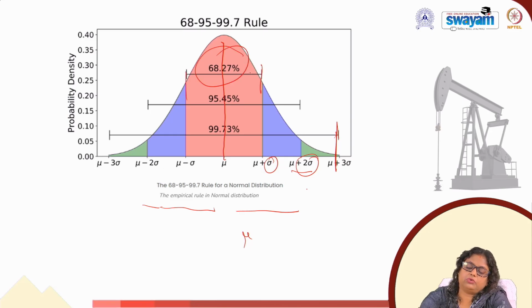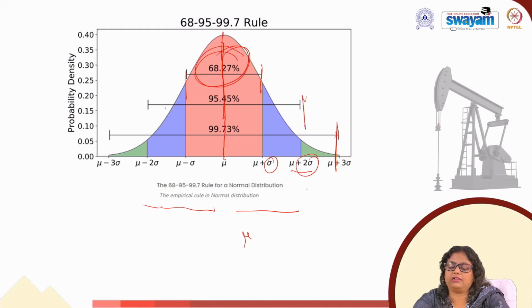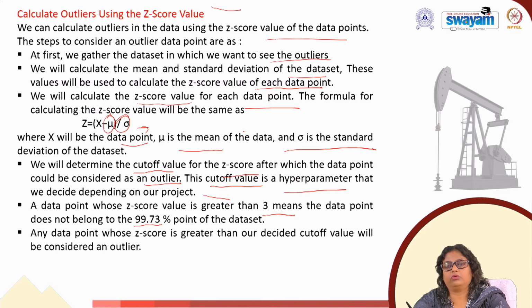This is the 68.27%. When we talk about this one, this is at the center. When we go to the first standard deviation, we do have 68.2% of data. When we go to the second standard deviation, we do have 95.45% of the data. At the third standard deviation, we do have 99.73%. So it is like that.